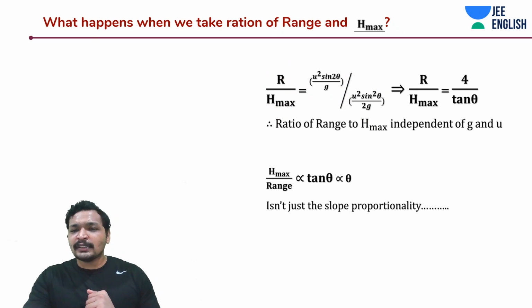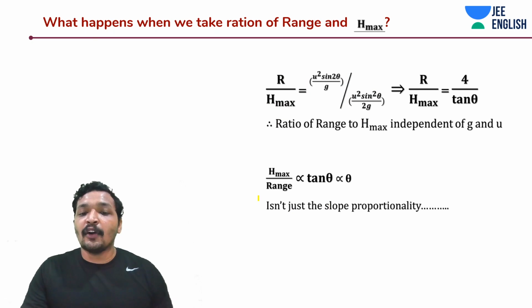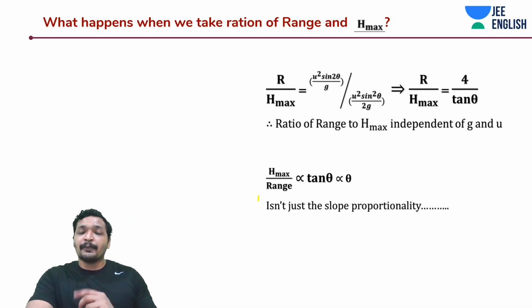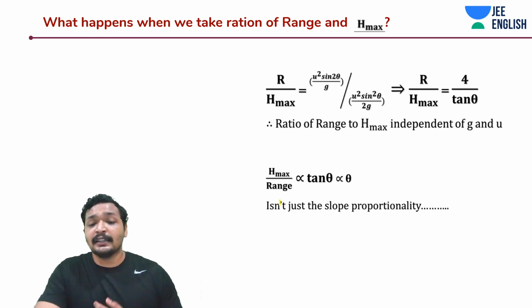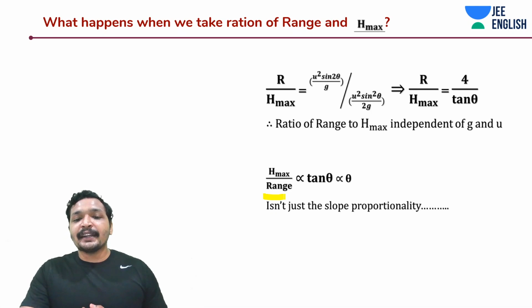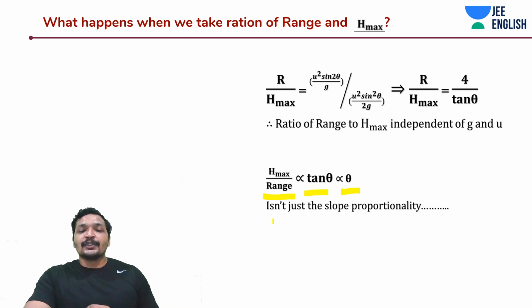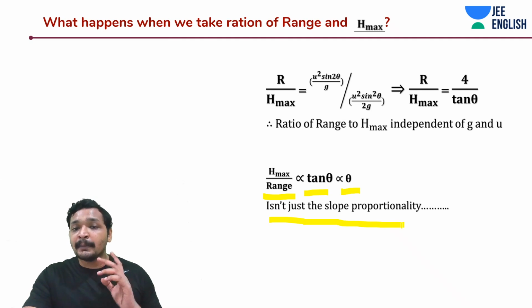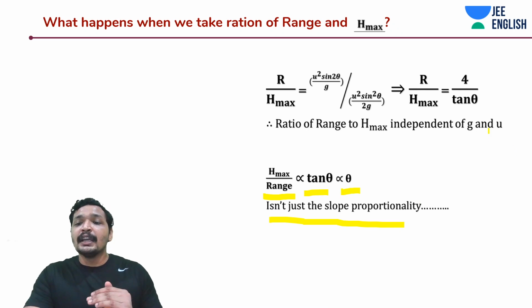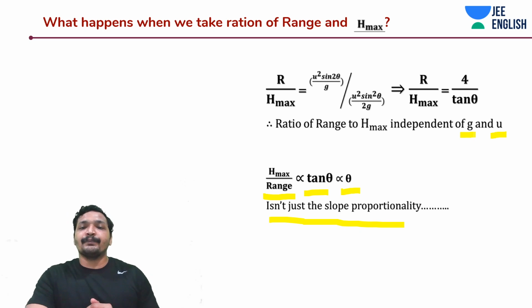Doesn't it talk about something like a slope proportionality thing, or that equation that we derived earlier, the equation of the projectile trajectory? So H max by range is proportional to tan theta, which is proportional to theta. So it's just a slope proportionality thing, guys. Remember this thing. H max by range for a projectile motion is proportional to tan theta or theta, and it is independent of initial projectile velocity and gravity.